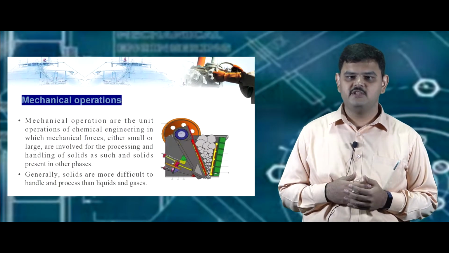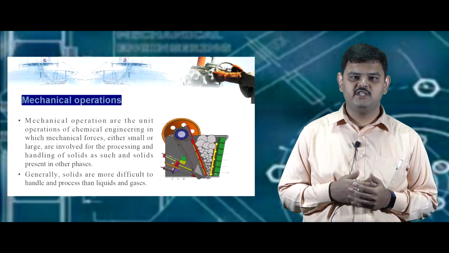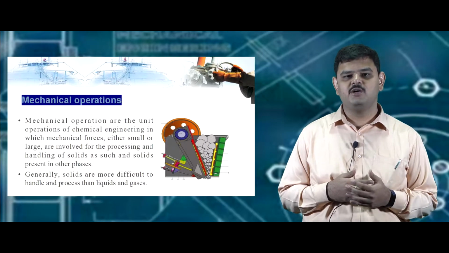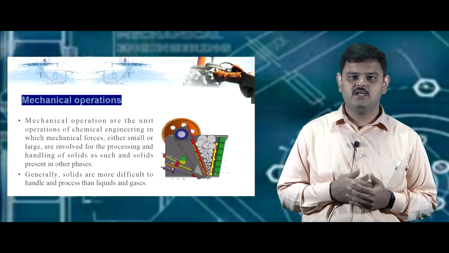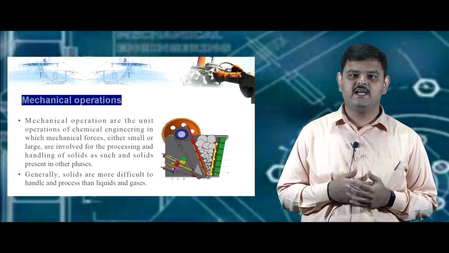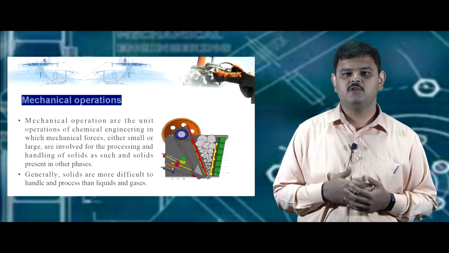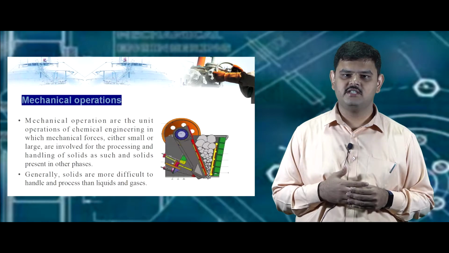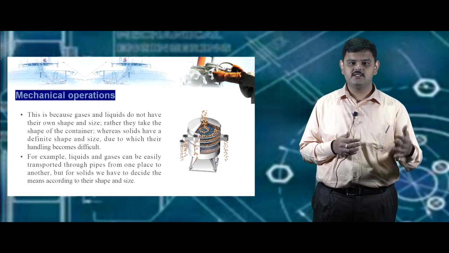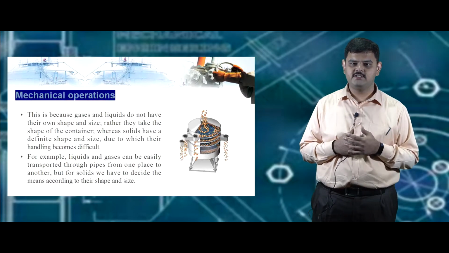Next we are going to see about the mechanical operations. Mechanical operations is a unit operation of chemical engineering. The mechanical operations use mechanical forces, either small or large, in the processing of the materials as such or materials present in other solids. Generally, solids are very difficult to handle compared to other fluids such as liquids and gases. This is because the solids have definite shape and size compared to the liquids and gases.